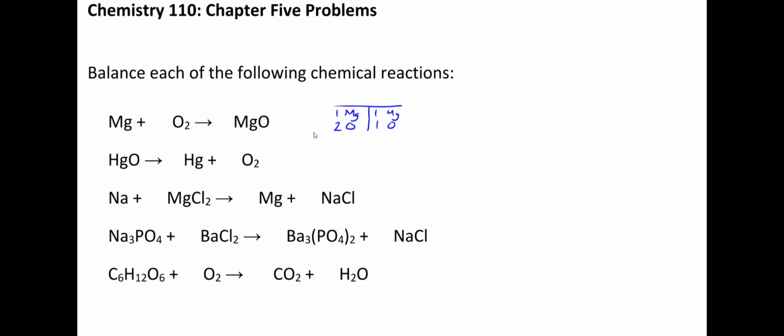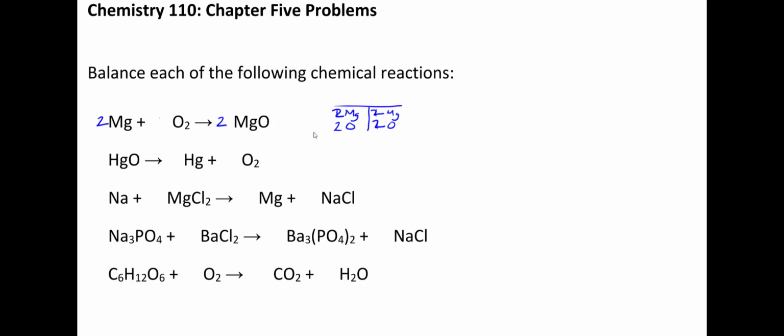So to get 2 oxygens, I have to put a number in front. That's called a coefficient. What does this give me now? It gives me 2 magnesiums and 2 oxygens on the right. Well, now we're unbalanced in magnesium. But because magnesium appears by itself in the formula, that's easy to fix. We just need to put a 2 in front. And we are now balanced.